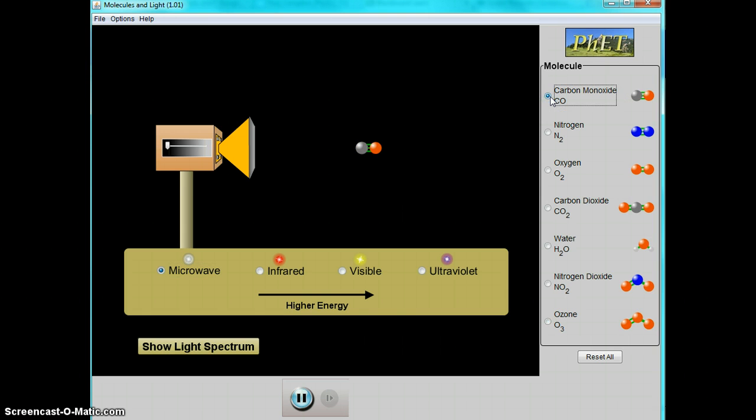We'll first start with carbon monoxide, which is CO. And this is our meter for the intensity of the light emitting machine. So we will see how these react. Full power. So we observe here how microwaves will mainly go through the molecule and every once in a while hit the molecule and reposition the molecule.